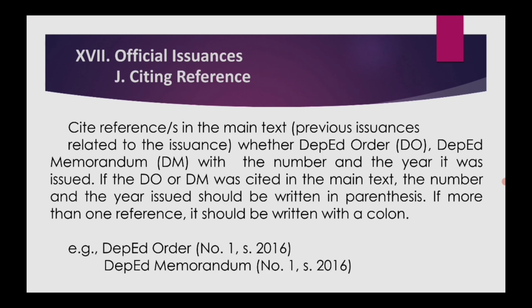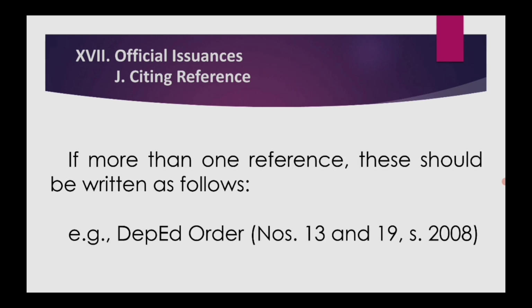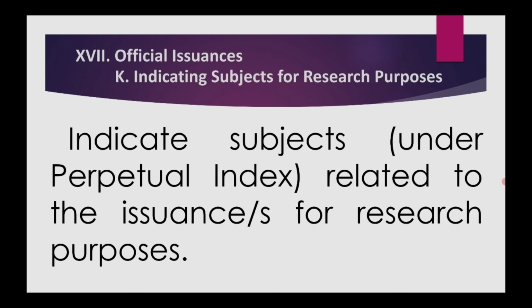Citing reference. Citing references in the main text, previous issuances related to the issuance, whether DepEd order, DepEd memorandum, with the number and the year it was issued. If the DepEd order or DepEd memorandum are cited in the main text, the number and the year issued should be written in parentheses. If more than one reference, it should be written with a colon. So we have your example here, DepEd order, number 1 series of 2016, DepEd memorandum, number 1 series of 2016. If more than one reference, these should be written as follows. Example, DepEd order, numbers 13 and 19 series of 2008. Indicating subjects for research purposes. So indicate subjects under Perpetual Index related to the issuance or issuances for research purposes.